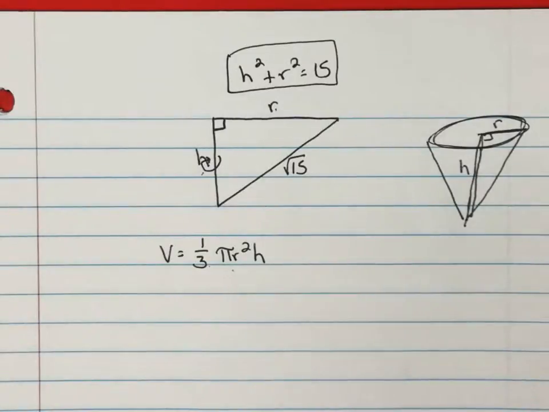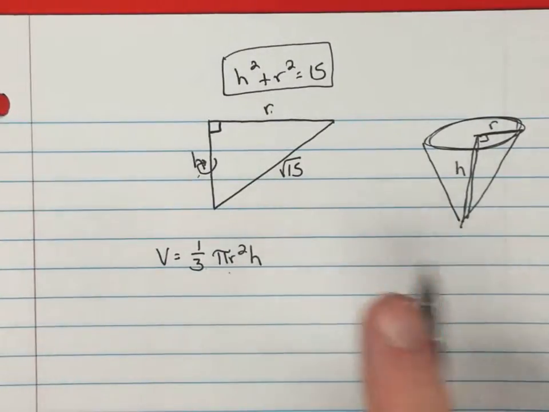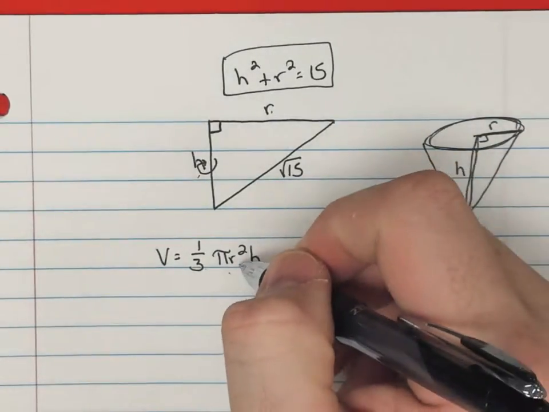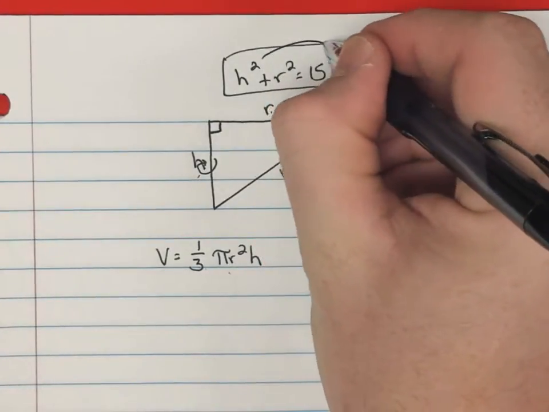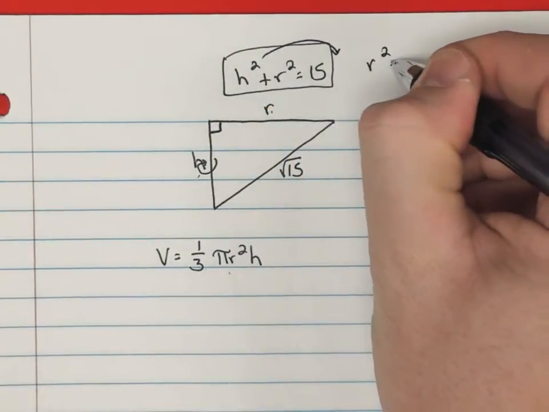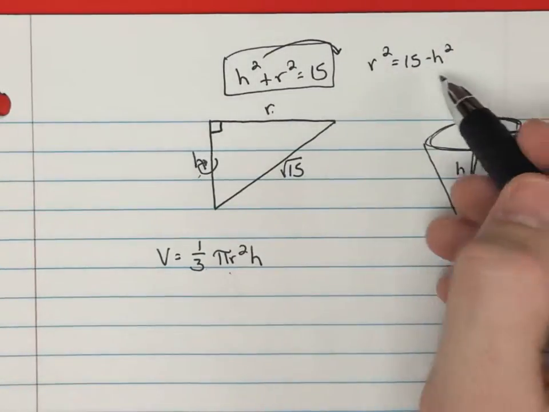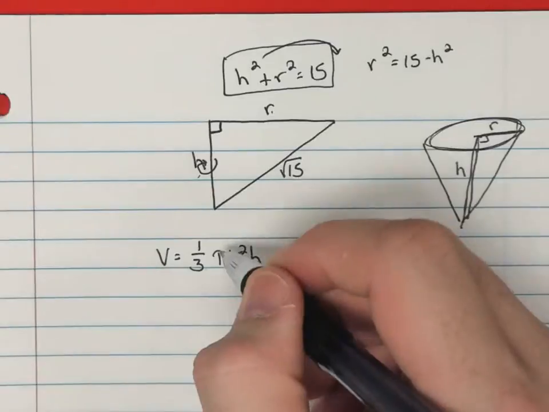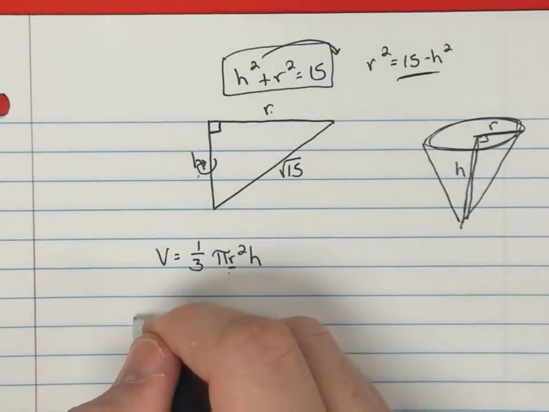You'll see that? That connects H's and R's. So now if I use this, I can somehow get rid of one of these, and it's actually going to be a little bit easier to get rid of R squared, because look, I can move H squared over and say R squared is 15 minus H squared, and instead of solving that again for R, just go ahead and plug it in. There's R squared. Plug this in for it. Makes the problem a little bit simpler.